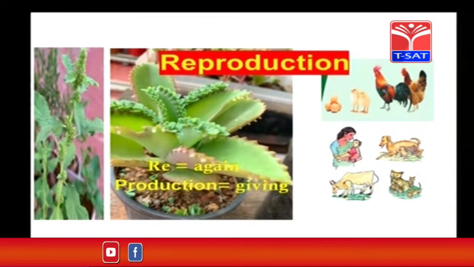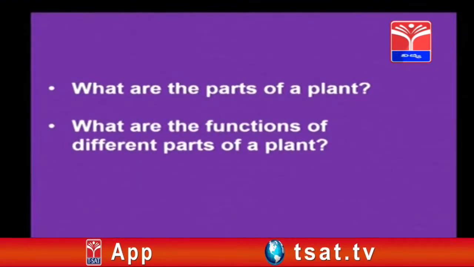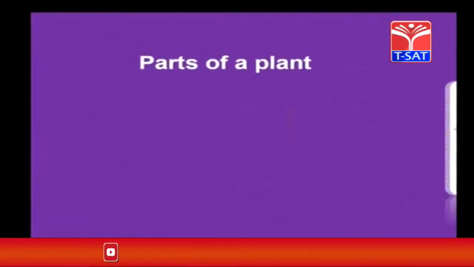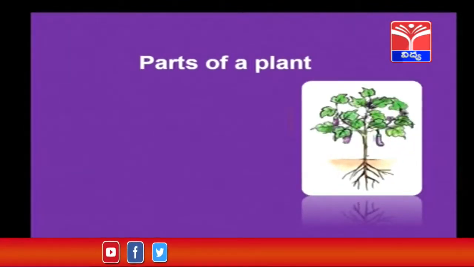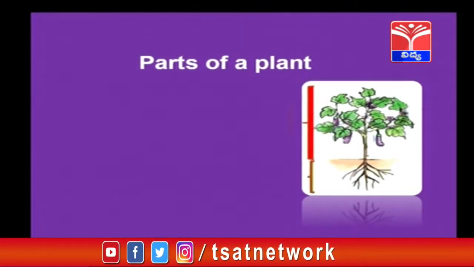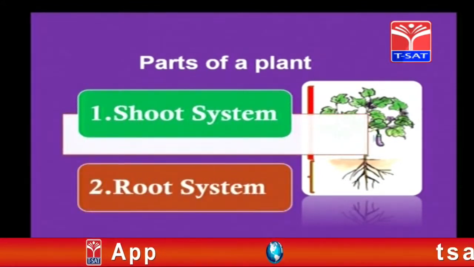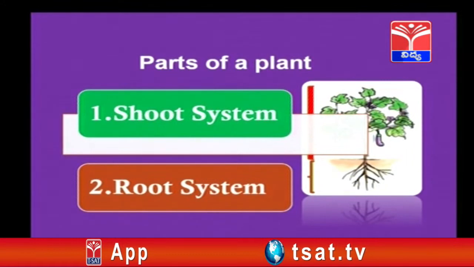We are going to learn about life process going on in plants and animals living around us. You might have observed so many plants and animals in your surroundings. Do you know the parts of a plant? What are the parts of a plant? And what are the functions of different parts of a plant? A plant consists of mainly two parts, the part above the ground and a part below the ground. The part above the ground is called as the shoot system and the part below the ground is called as the root system. The plant bears stem, leaves, flowers and fruits.